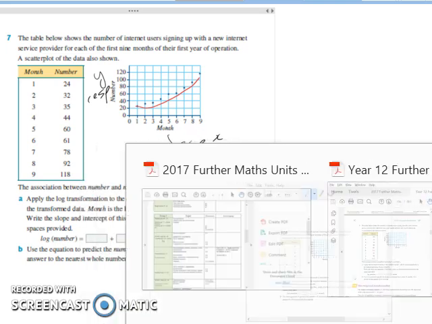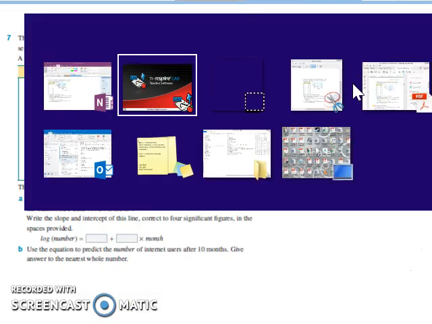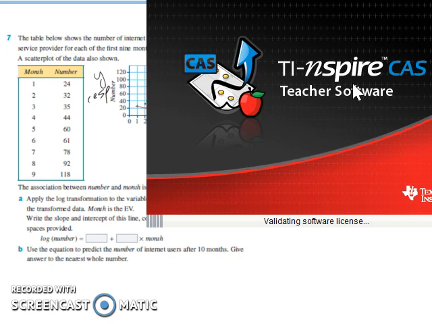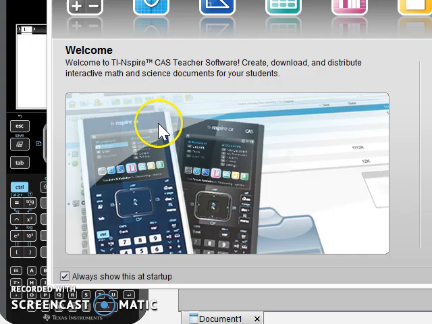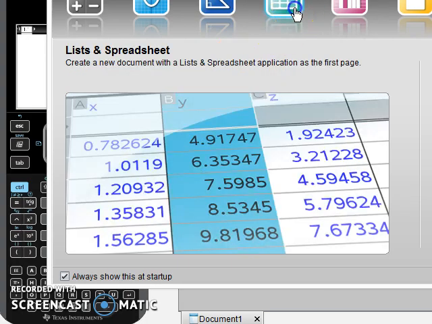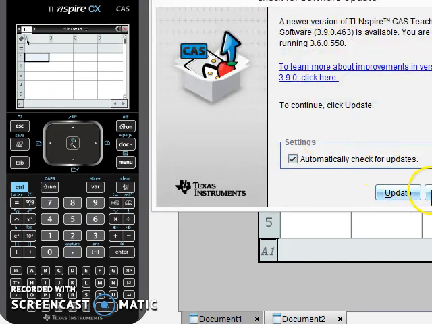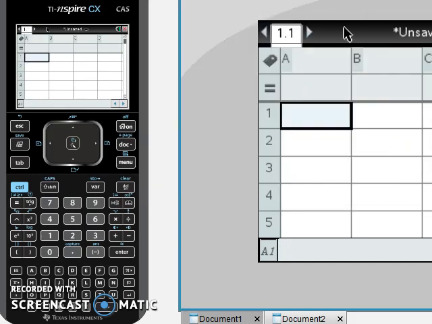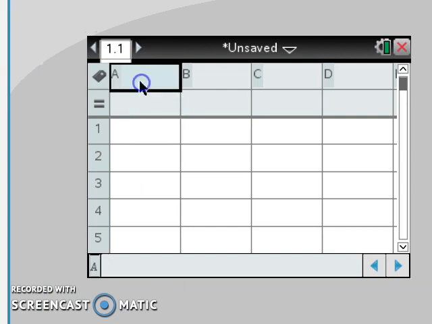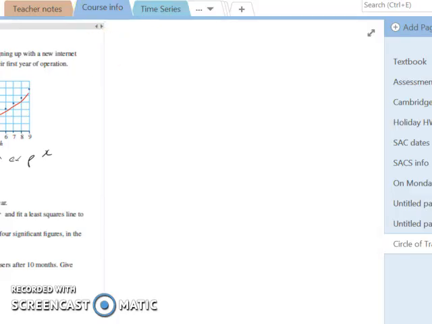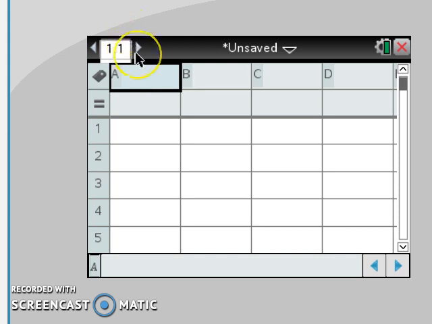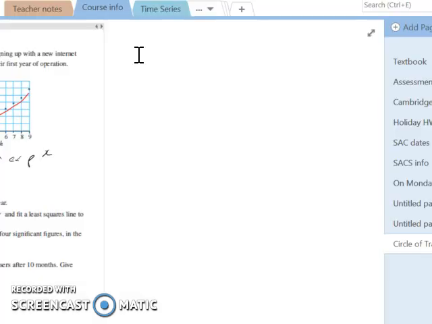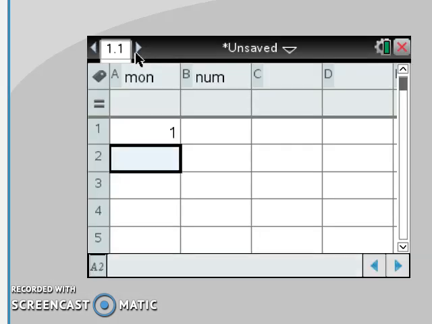So when the CAS loads, alright, what we do is we go into our sheets, okay? And we have to label things. So I've got month and number, so maybe call it month and number. Alright, you just enter the data that we had in the table. 1, 2, went up to 9.